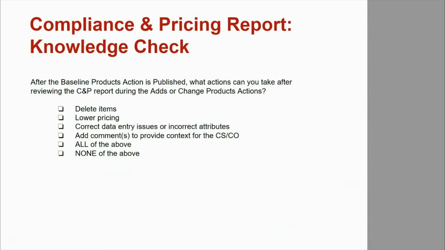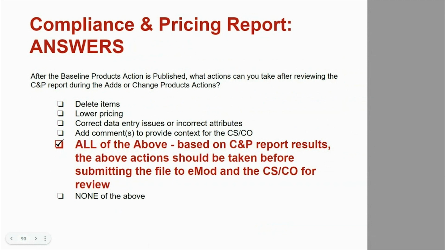After the baseline products action is published, what actions can you take after reviewing the C&P report during the adds or change products actions? Delete items, lower pricing, correct data entry issues or incorrect attributes, add comments to provide context for the CSCO, all of the above or none of the above? The answer is all of the above. Based on C&P report results, the above actions should be taken before submitting the file to eMod and the CSCO for review.